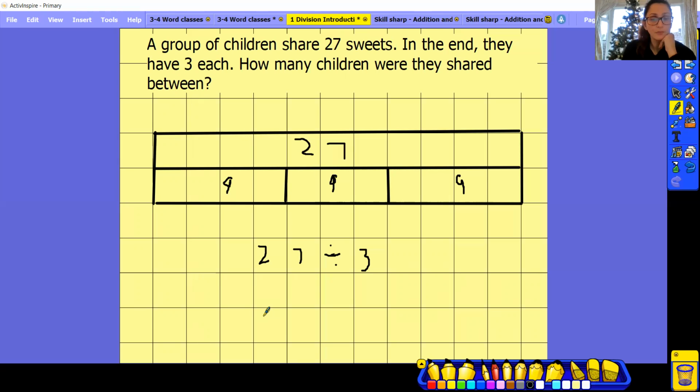And you could have also done, if you needed to double check it, you can do the inverse. The inverse to divide is to multiply. Well done if you managed to say that as well. So if you do 9 times by 3, so 9, 18, 27, which is also our whole up here. So well done if you managed to do that.